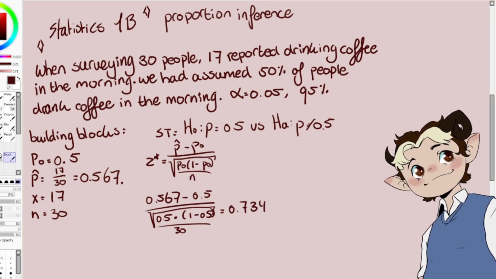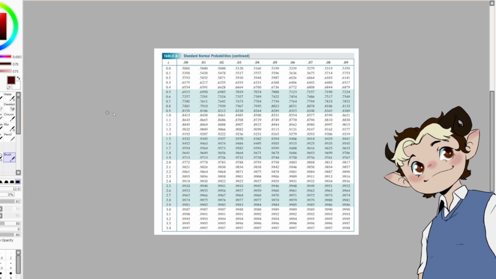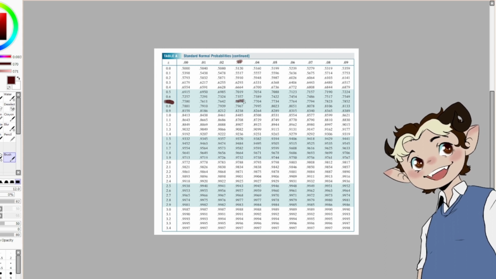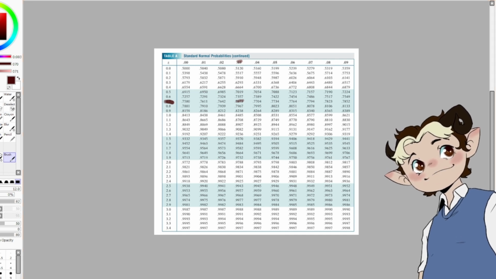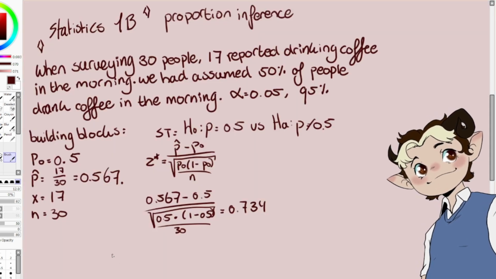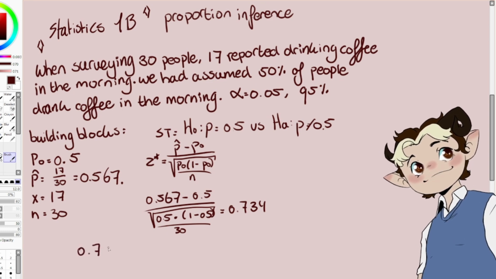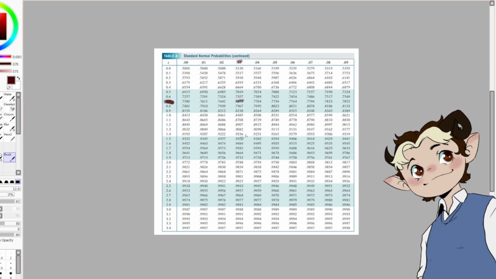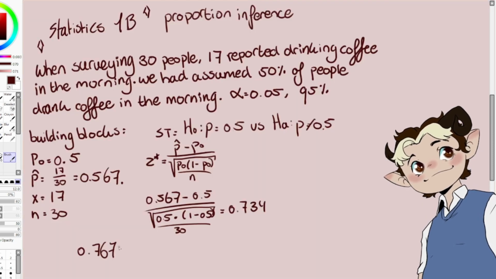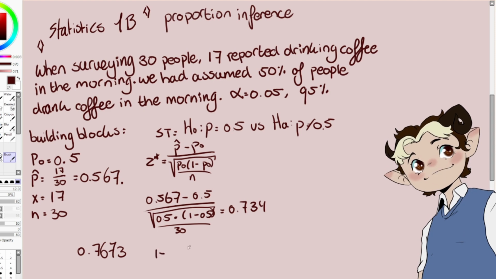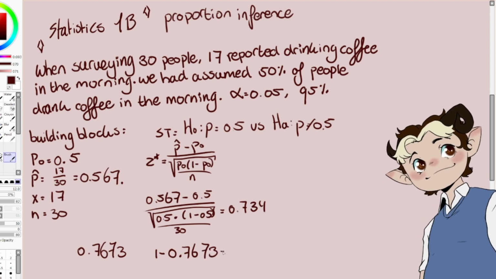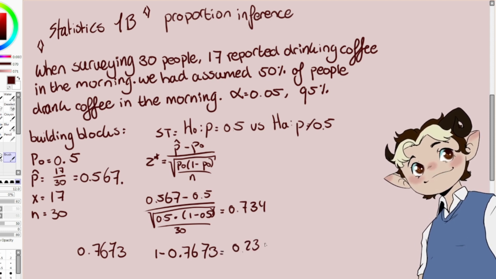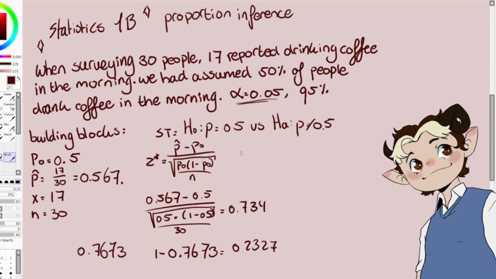Well, then we're going to look that up in our table, which is right here. So we can see it's the 0.7 over here and the 0.3 over here. We'll look that up. That is 0.7673. It is positive, so we have to do 1 minus 0.7673, which is 0.2327. Well, we're going to compare that to our alpha level.